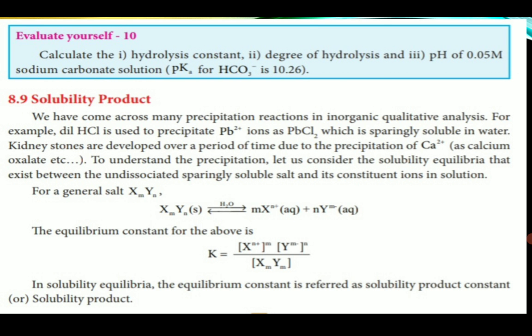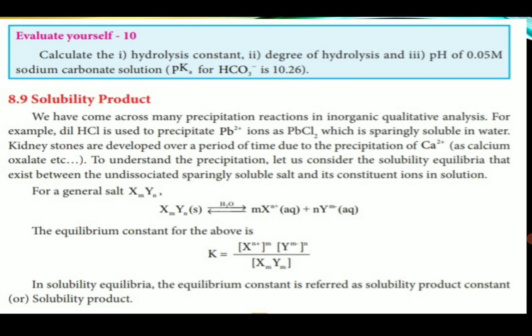The next one, solubility product. We have come across many precipitation reactions in inorganic qualitative analysis. For example, dilute HCl is used to precipitate lead ions as lead chloride, PbCl2, which is sparingly soluble in water. At least a small amount is only soluble.